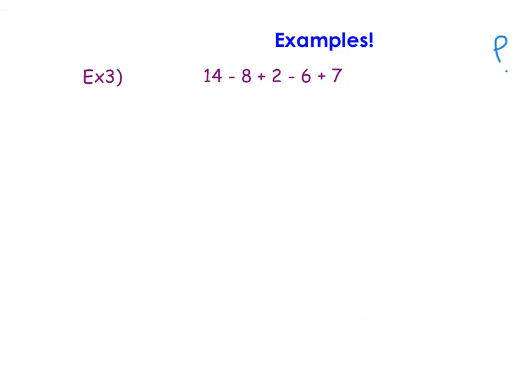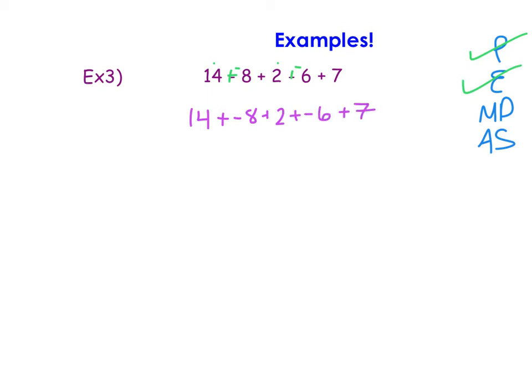So here in example 3, we're going to start with our PEMDAS over here. We know that our first step is to take care of parentheses, but I see none. Next step is to take care of exponents, but I don't see any. Then once I get through parentheses and exponents, I want to look for keep, change, change that I can switch. So I see a keep, change, change, and another keep, change, change. So I'm going to rewrite that quick to be 14 plus negative 8 plus 2 plus negative 6 plus 7.